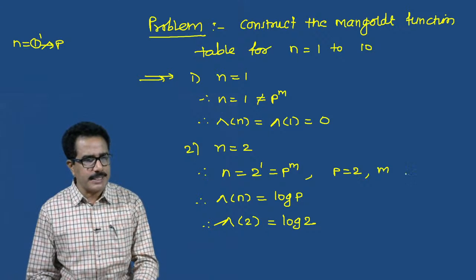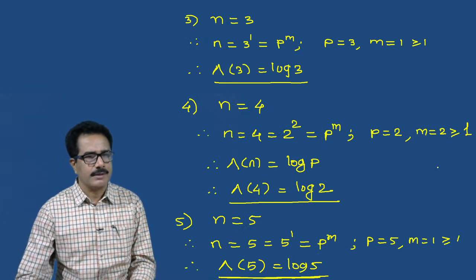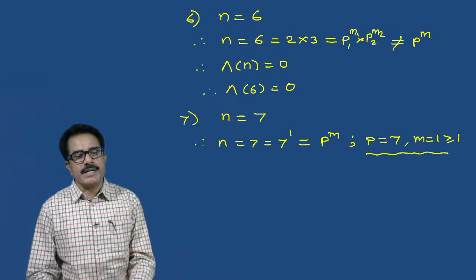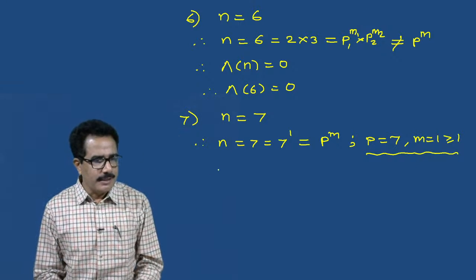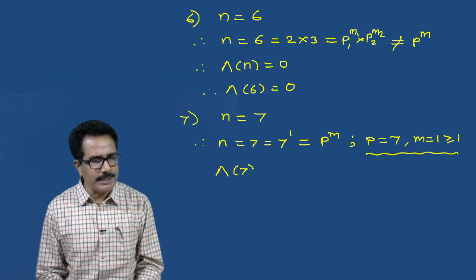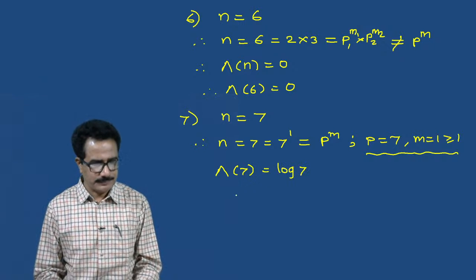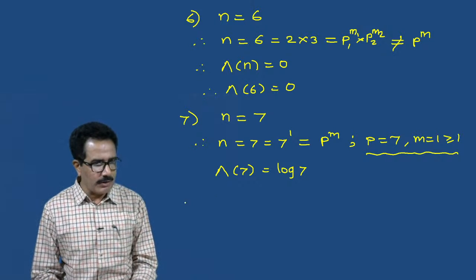Here a mistake happened. m is equal to 1, which is greater than or equal to 1. So this satisfies the condition of the Mangoldt function. So we can write lambda of 7 is equal to log of 7.